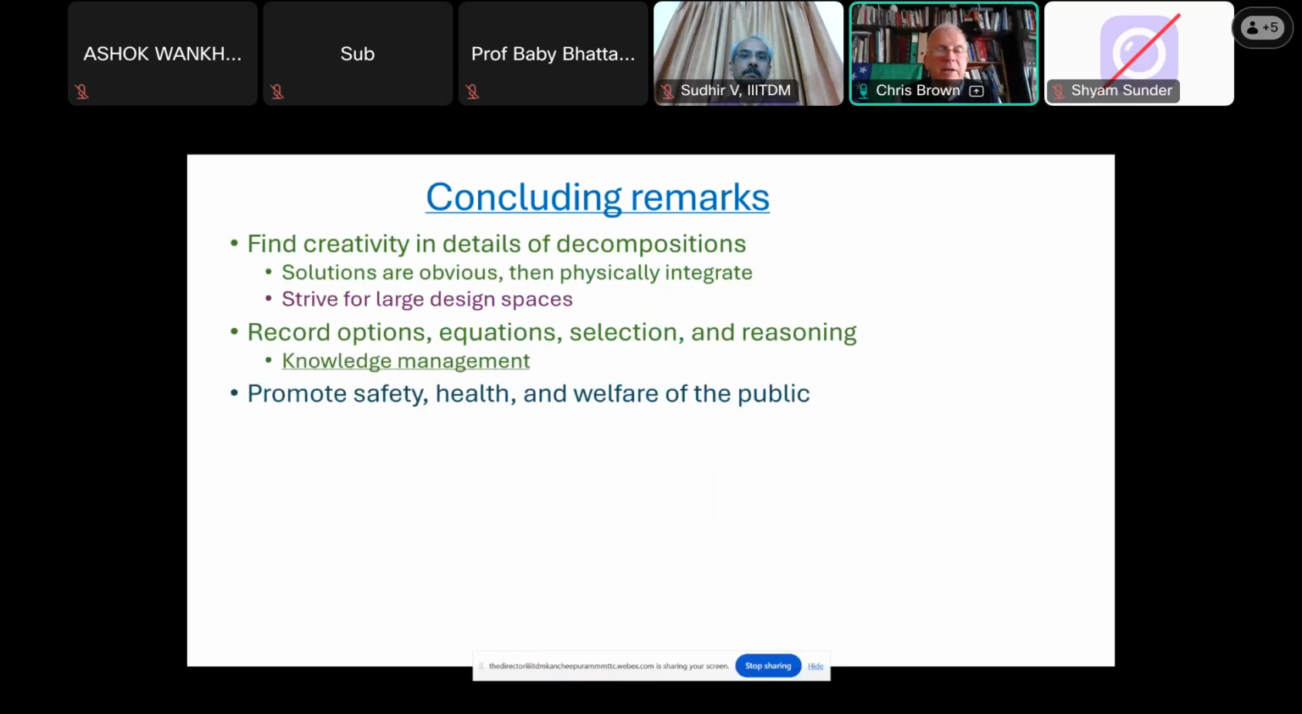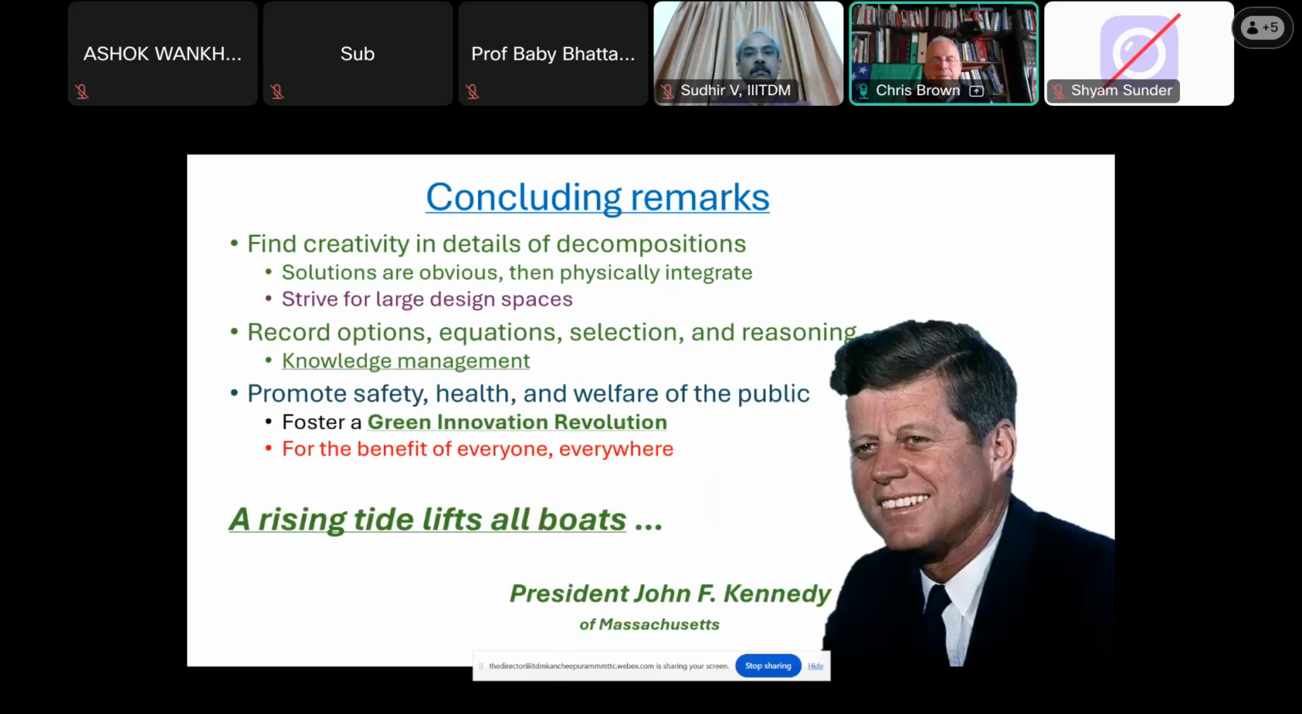Hold paramount the safety, health, and welfare of the public. That needs to be integrated into all engineering work so we can foster a green innovation revolution. And it's for the benefit of everyone, everywhere.